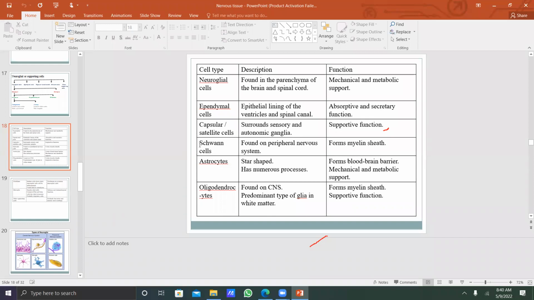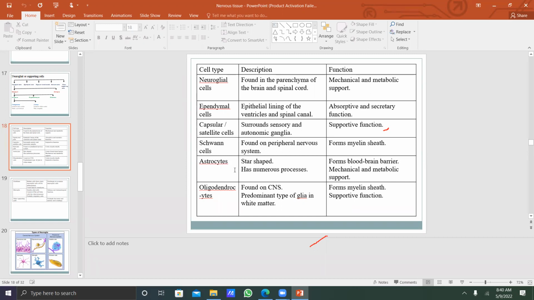And the next one is the Schwann cells. Schwann cells you have heard before. They are found in the peripheral nervous system and they are the special neuroglial cell type which form the myelin sheath of the peripheral nervous system. So the Schwann cells are only found in the peripheral nervous system.